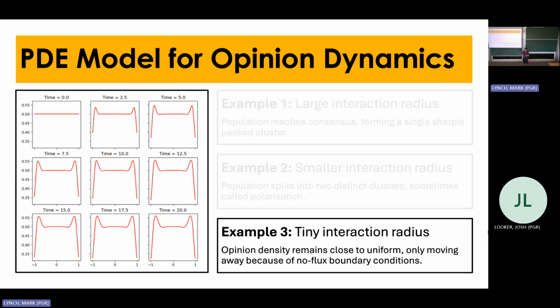So people can't diffuse out of -1, 1. It's like if you give someone a survey and say between -1 and 1, how much do you agree with something? They can't give an answer of 1.1. They have to stay bounded within this region.